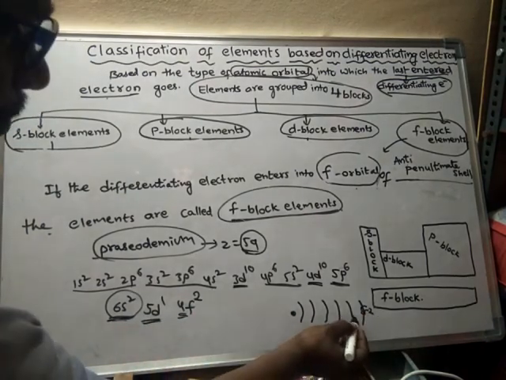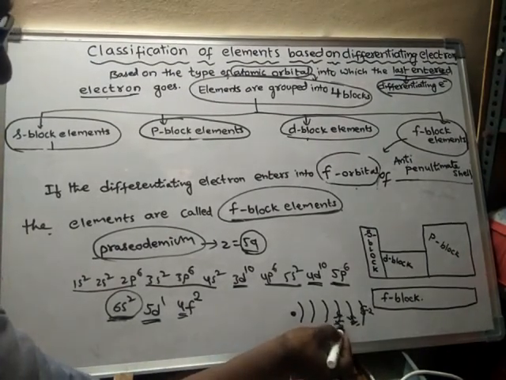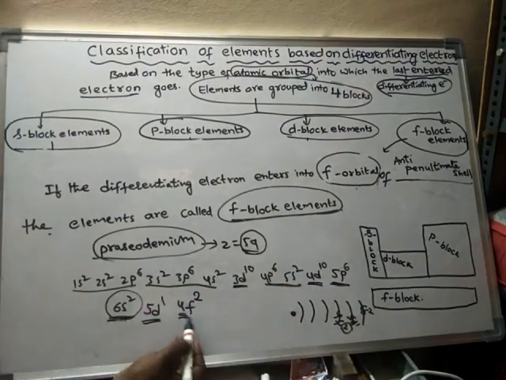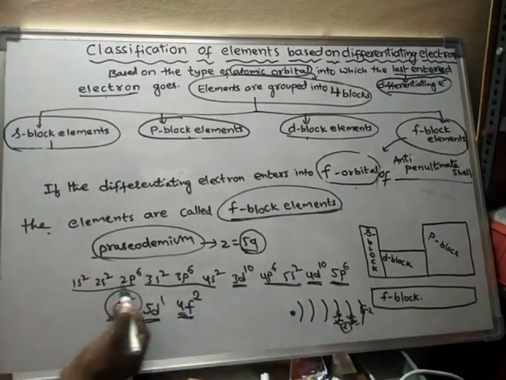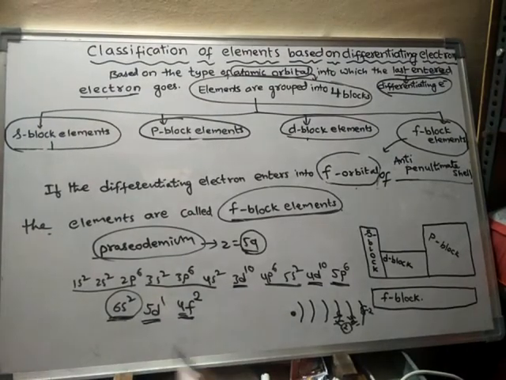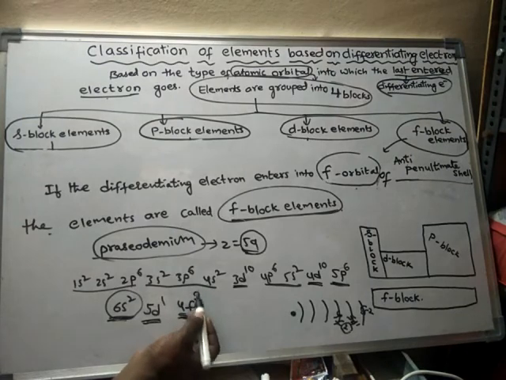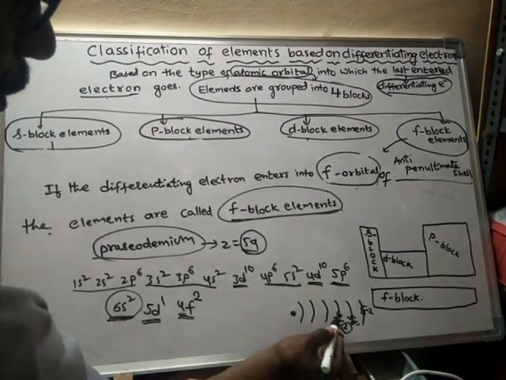So 5d1, but 4f2. This is the last entered electron. According to the electronic configuration, 4f2. Electronic configuration means systematic arrangement of electrons. So after 5d getting one electron, the next electrons will enter into 4f. So the last entered electron into this atom is present in 4f.